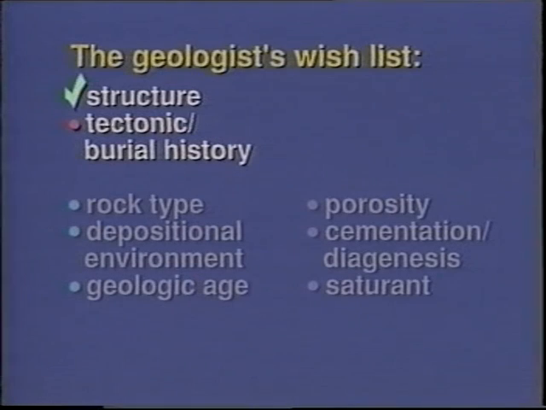So going back to the geologist's wish list, under reasonably favorable circumstances, I'm going to say yes to tectonic and burial history. And half a yes, perhaps, to saturant. Not in the sense that we know that hydrocarbons are present, but in the sense that if they are present, we have a lead as to whether to expect oil or gas. Let's look next at rock type.